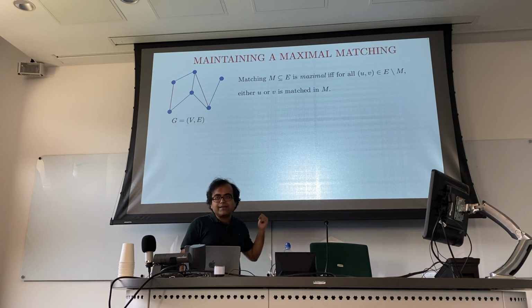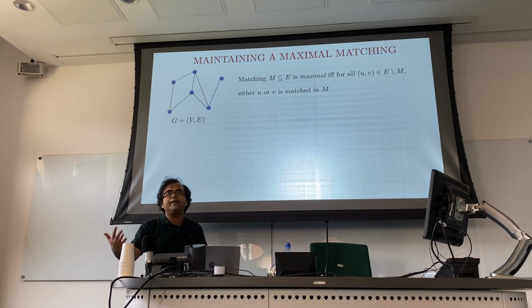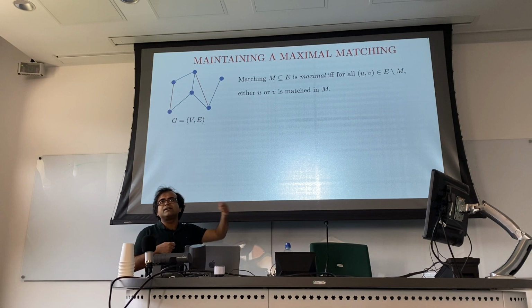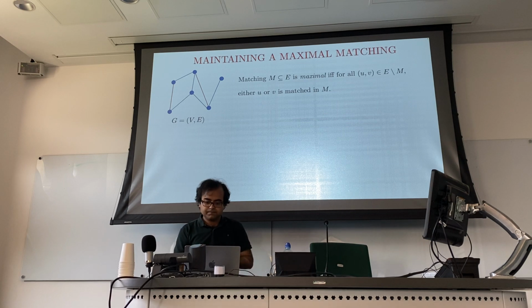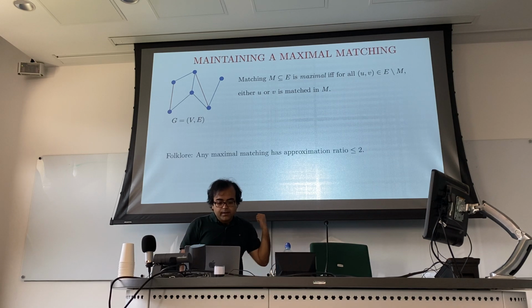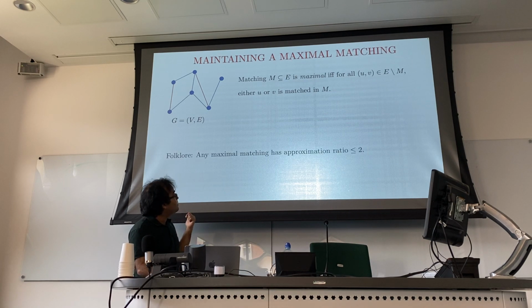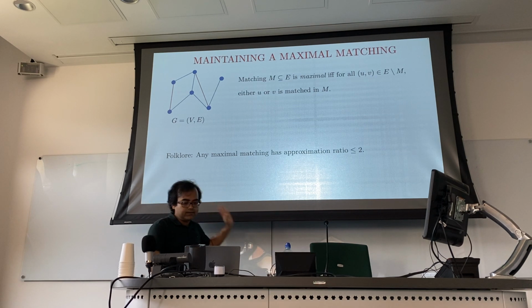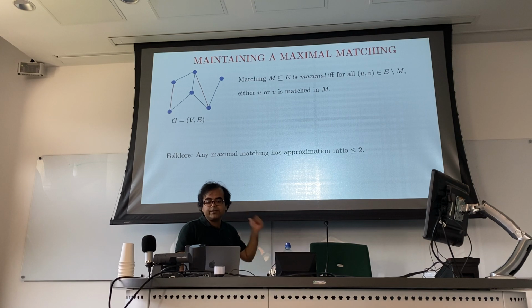In other words, a maximal matching is simply the output of this greedy process, where you scan through the edges and try to take as many edges as you can inside your matching. It's known that any maximal matching gives you a 2 approximation. This is very simple to prove. I'll just assume it at face value. And suppose we just want to maintain this.